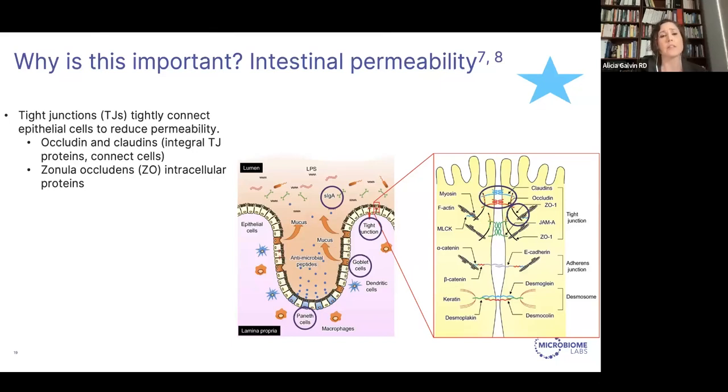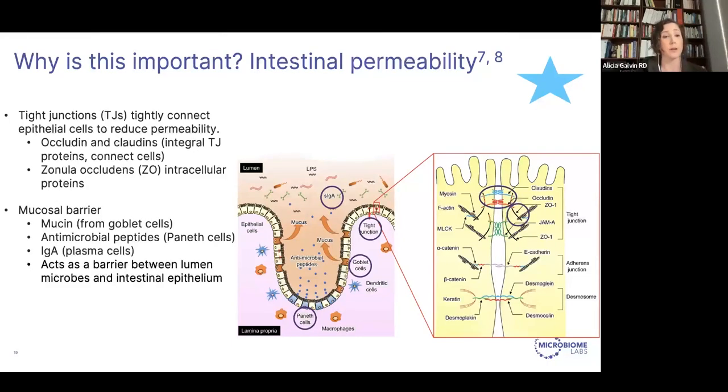So you have these tight junctions, you have occludin and claudins, which are these cell-cell connections that help to connect these cells together. And then you have the zonula occludens, or zonulin, which is basically the intracellular proteins. You then have the mucus barrier. So this is the second part. You have tight junctions that are like shoelaces binding the cells together.